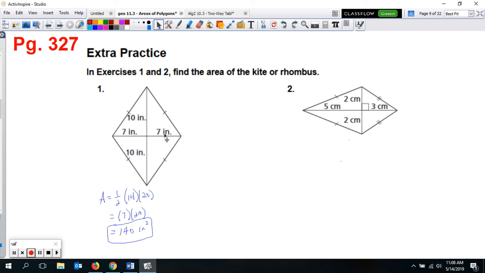These are in inches, so we're going to say inches squared. We always have square units whenever we do area.